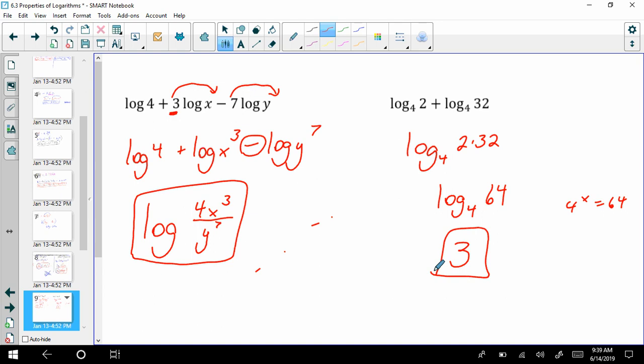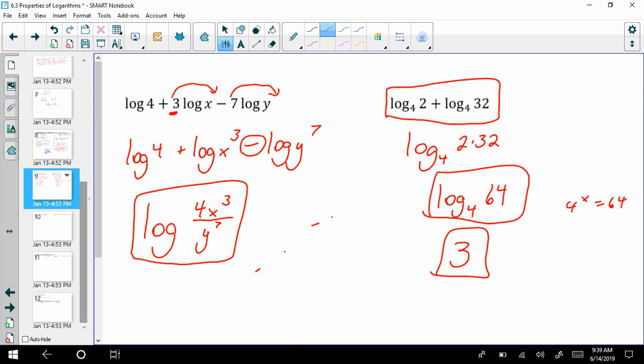So this one is an example of what I mean by some logs are easier to simplify when they are condensed, because then it's easy to see, oh, this would turn into 3, versus its original form, it's really hard to spot that that's 3. Okay, so simplify them as far as you can.